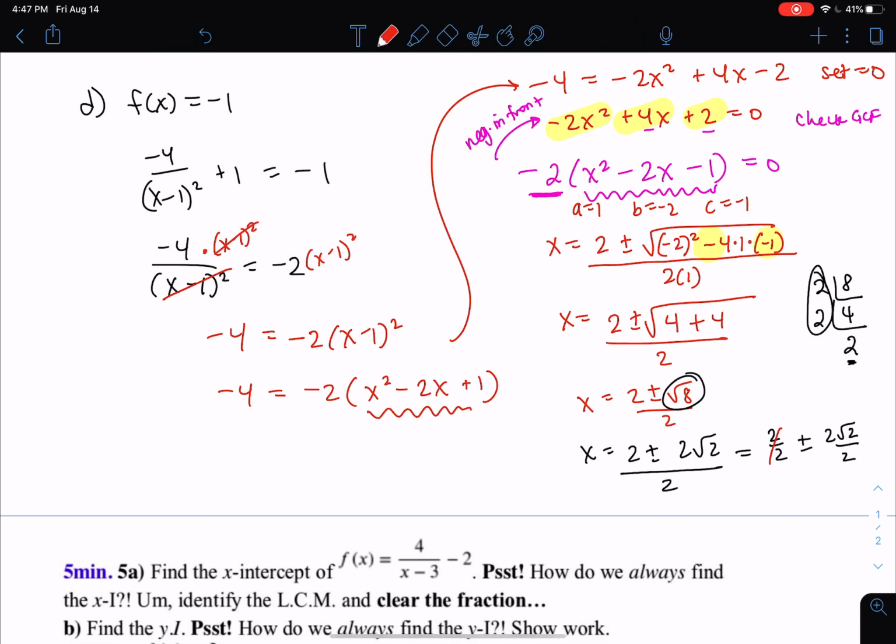Well, this guy becomes a 1. And you can't cancel a radical with a regular number, so the radical stays the same. But this 2 and this 2 cancel, leaving me with 1 plus or minus root 2. So to answer the question that we started at, which was at which y values, or rather at which x values is our y -1, the answer is at x equals 1 plus root 2 and at 1 minus radical 2.